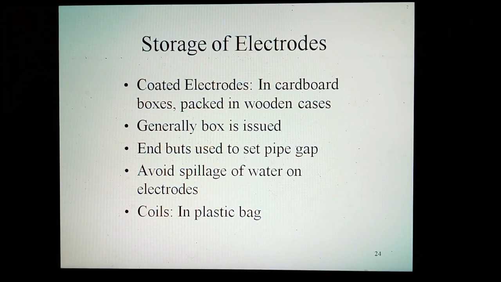Storage of electrodes. Coated electrodes are stored in cardboard boxes and packed in wooden cases. Generally a box is issued. End butts are used to set the pipe gap. Avoid spillage of water on electrodes. Coils are stored in a plastic bag.